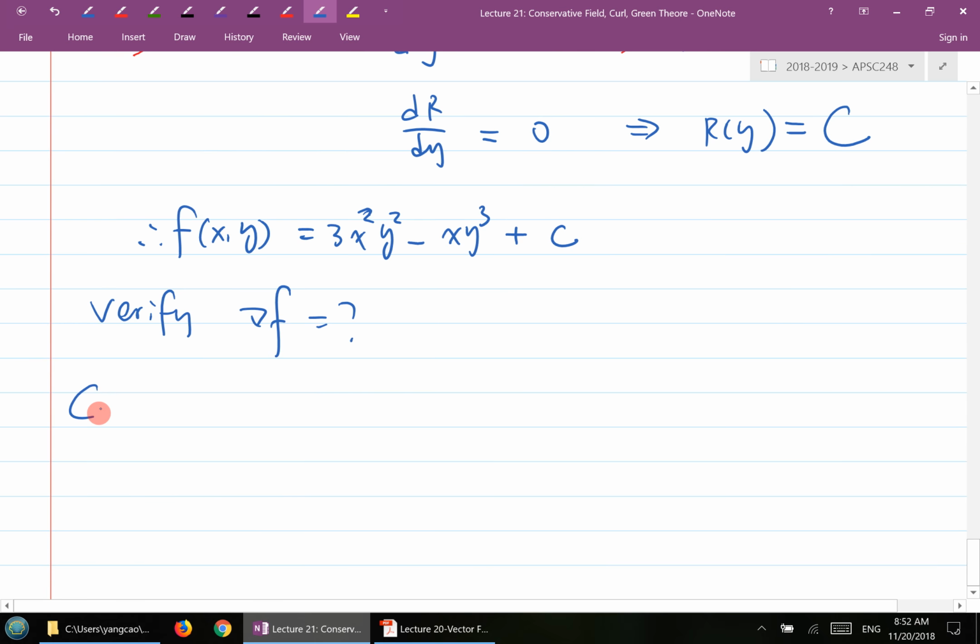Let's go into the next topic, which is a fairly interesting one in my opinion. Let's look at the curl and its interpretation. I have already showed you what a curl is. So curl basically is del cross f. Okay, that's curl.